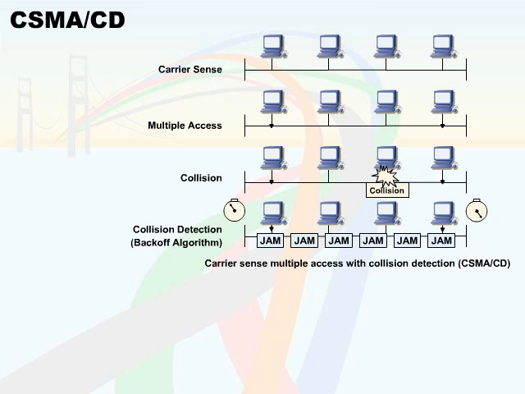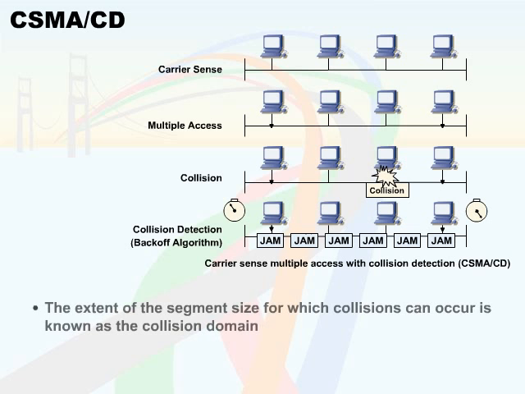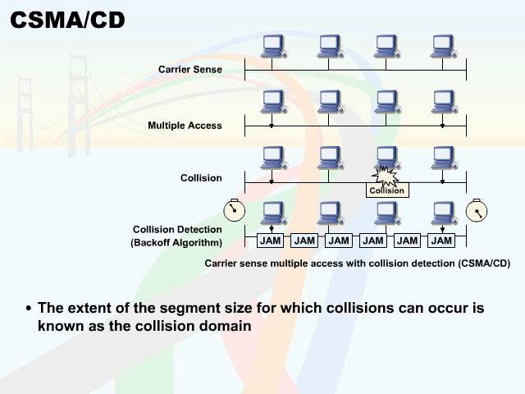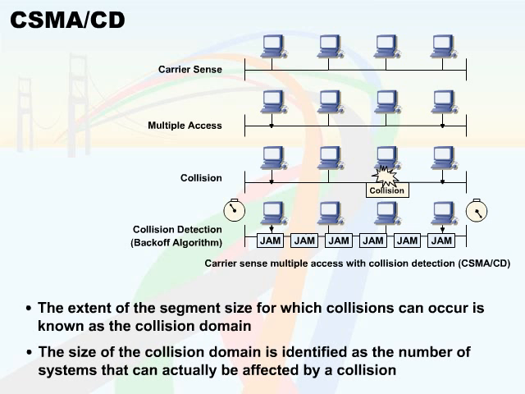But the more systems you place on an Ethernet network, especially in half-duplex mode, the higher the likelihood that we're not going to have clear lines to transmit, or the lines are going to be very congested, and that we are going to have a lot of collisions. The extent of the segment size for which these collisions can occur is what's known as the collision domain. The size of the collision domain is identified as the number of systems it can affect by a collision, because if they are all on the same collision domain, they are all seeing the same collision. Therefore, we can have significantly reduced efficiency, significantly reduced data throughput on each and every network.